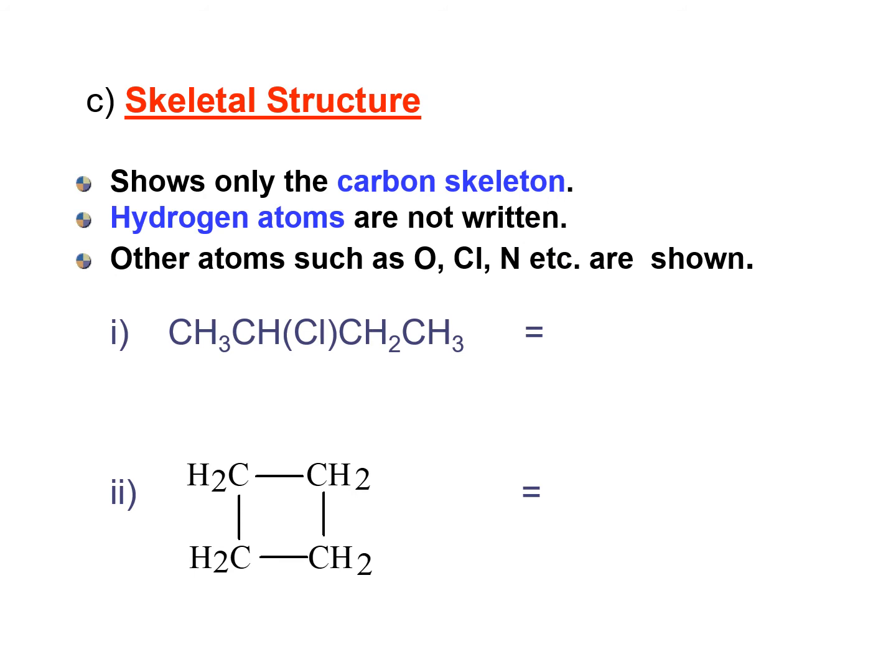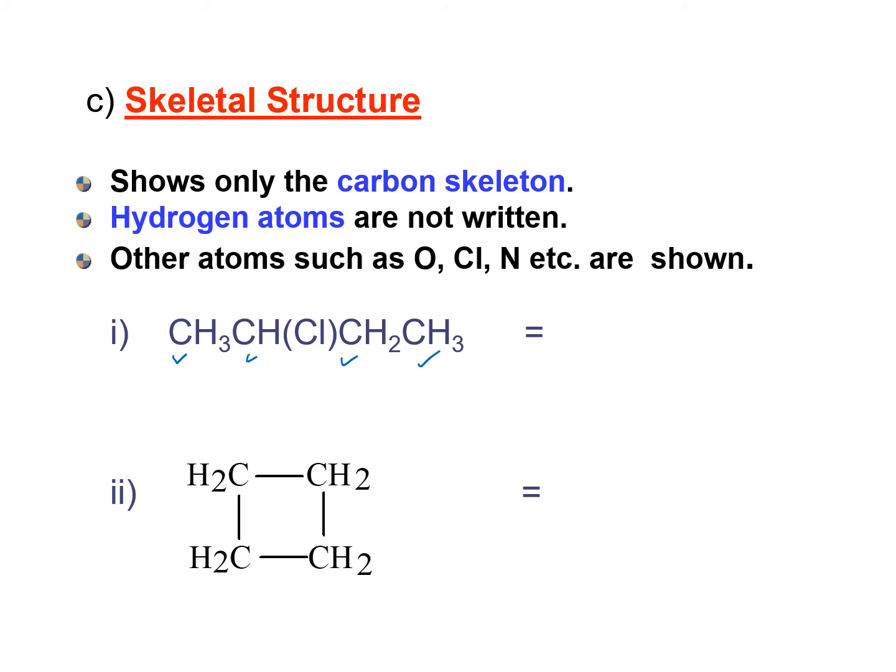Skeletal structure shows only the carbon skeleton. We do not write the hydrogen atoms, but atoms like oxygen, chlorine, and nitrogen are shown. Look at the first example. We count how many carbons there are: 1, 2, 3, 4.